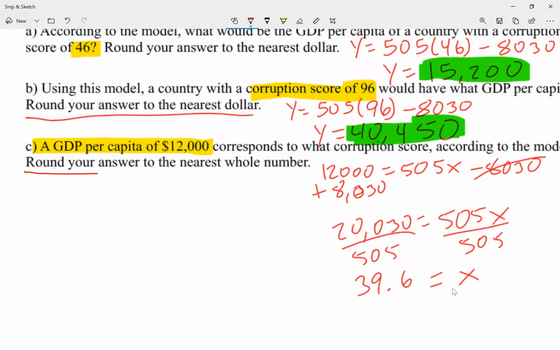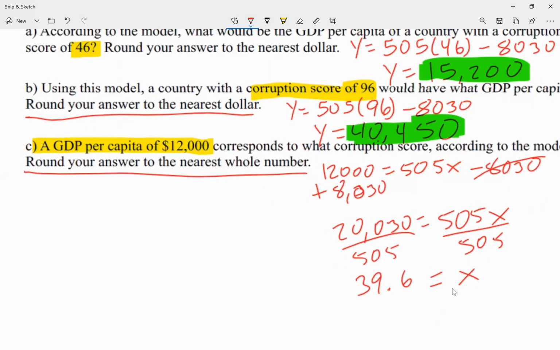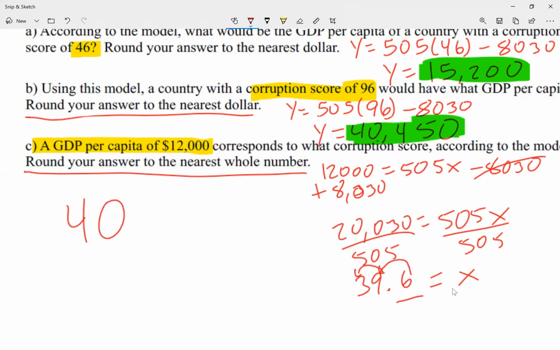Reading my instruction says, round your answer to the nearest whole number. My first decimal place is big enough, right? Big enough is 5 or more. So this 6 pushes the 9 over. Now, 39, right? We're not going to say 310, right? The 9 is at the limit. So the 9 pushes the 3 over. So my answer will be 40.